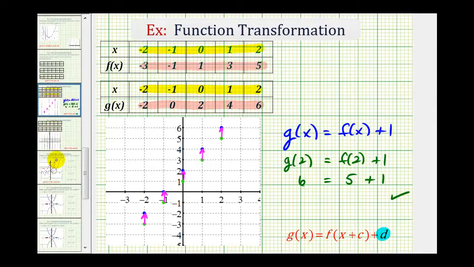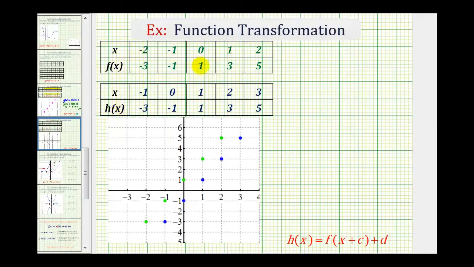Now we'll compare the table of f of x to the table of h of x. And again, before we look at the graph, what we should notice here is that for the same function values, now the inputs, or x values, are different. Notice how for the same outputs, the x values for h are 1 larger than the inputs for f for the same output. For example, when the output is 5, the input for h is 3, and the input for f is 2. So if all the x values or inputs are 1 unit larger than the inputs for f, h of x should be shifted 1 unit to the right of f of x.